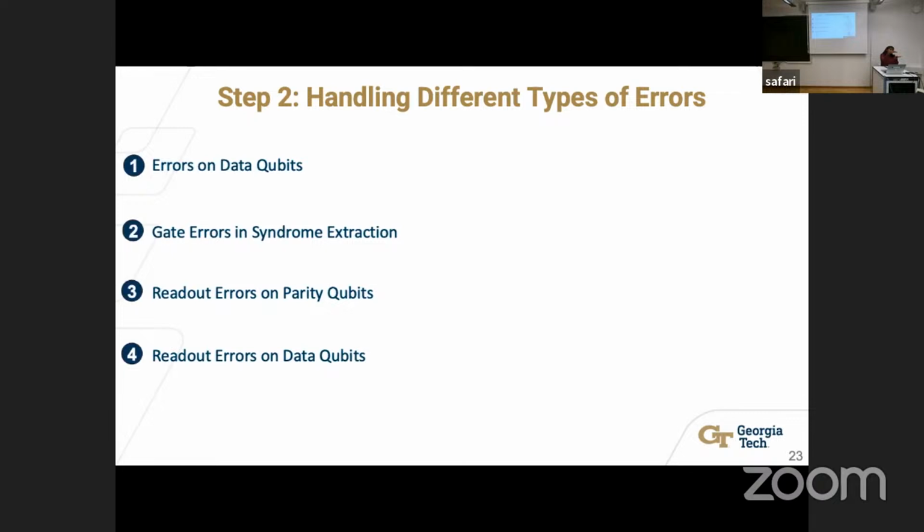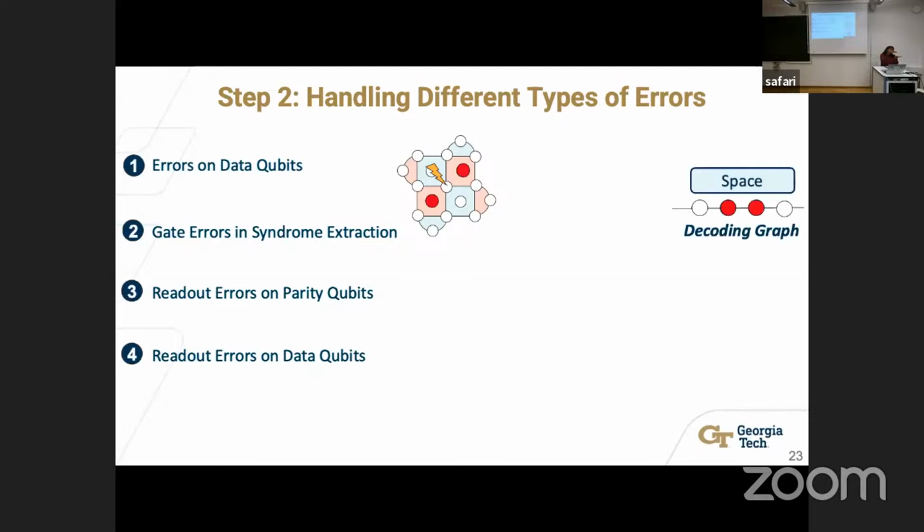So first, let's think about errors on data qubits, right? Remember, when I was talking about the surface code lattice, you observed that if there is an error event on a data qubit, it leads to parity events on the same cycle in space. So they lead to what in error correction terminology people call a space-like event. The conventional notation of representing all of this is a decoding graph that you see here. The nodes are used for parity qubits and the edges denote your data qubits. What your decoder tries to do is take those non-zero parity qubits and match them such that you assign errors to the data qubits.